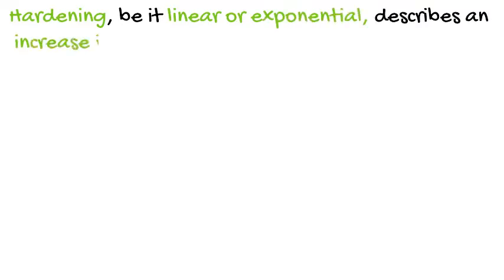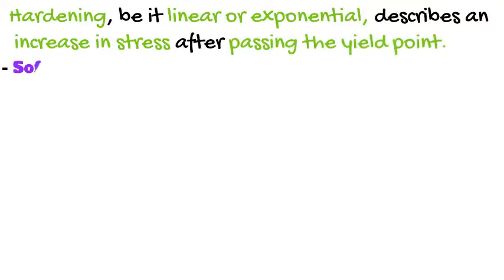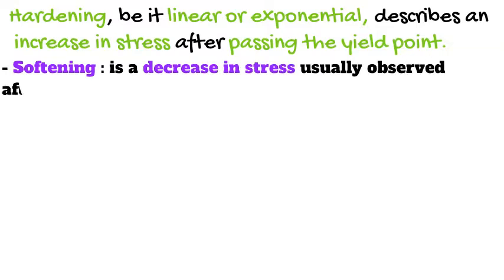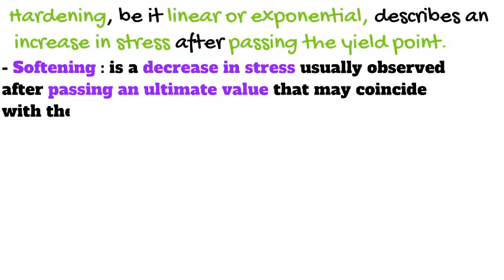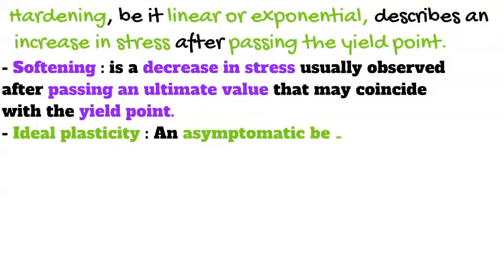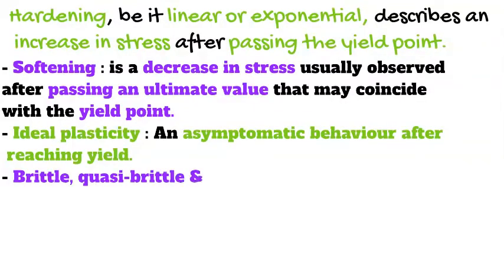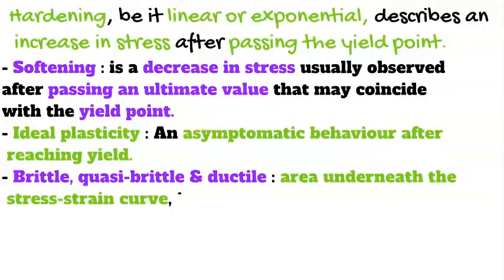Hardening, be it linear or exponential, describes an increase in stress after passing the yield point. Softening, in turn, is a decrease in stress usually observed after passing an ultimate value that may coincide with the yield point. Ideally, plasticity denotes an asymptotic behavior after reaching the yield.